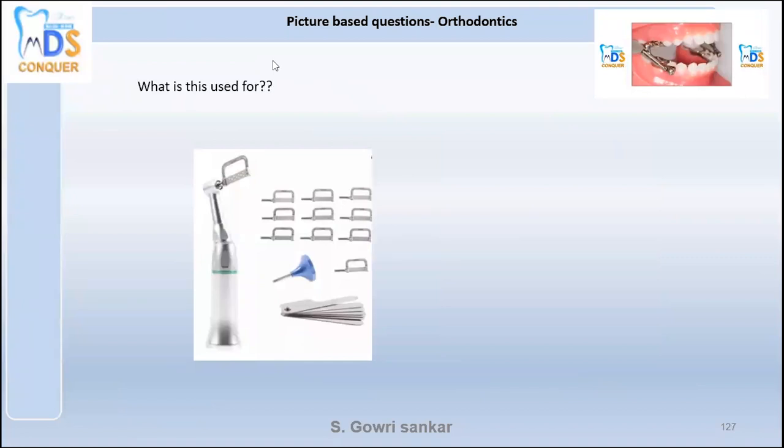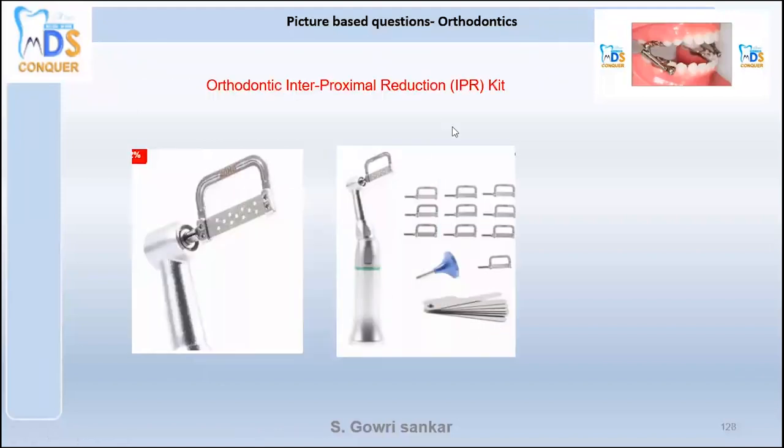What is this? Yes, Dr. Ayesha has the knowledge. Yes, interproximal stripper. So already you have been trained. Yes, it is a proximal stripper, and each blade represents the amount of thickness, and the clearance can be checked by the leaves here. This is your orthodontic interproximal stripper. Very good.